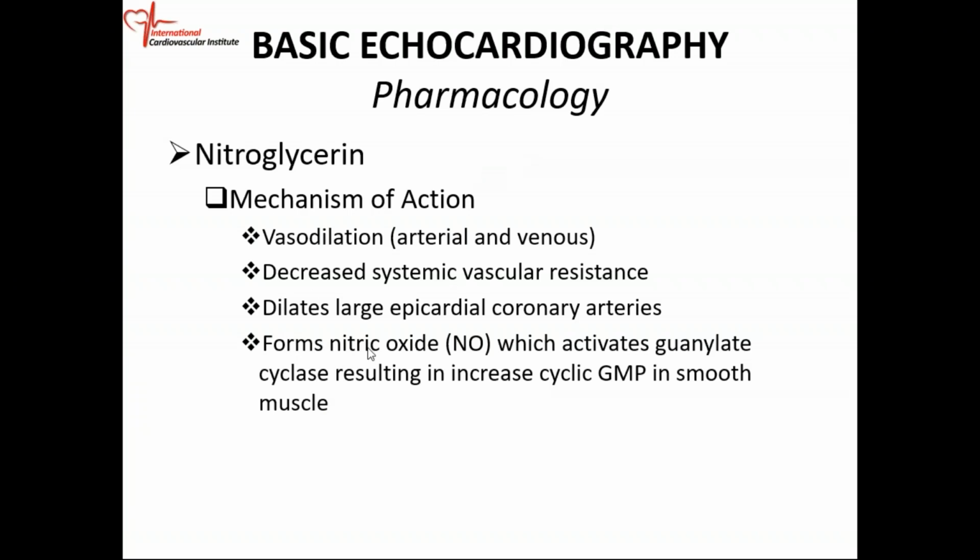Okay, so how does it work? The nitroglycerin forms nitric oxide, which activates guanylate cyclase and results in increased levels of cyclic GMP in the smooth muscle. So that's how it works. That's the mechanism. They're not going to ask you that, but if you can remember that, that's fine.